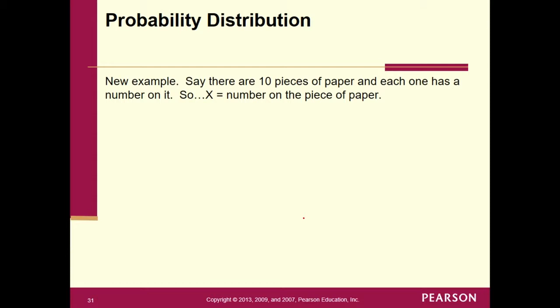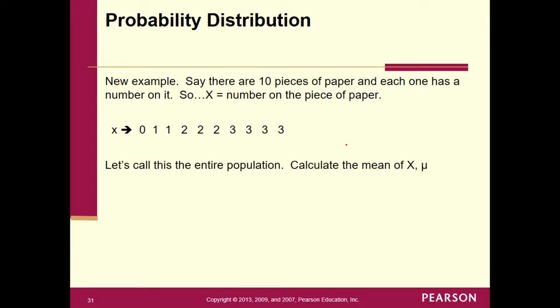Okay, and so there are 10 pieces of paper. There's one piece of paper that has a 0. There are 2 pieces of paper that have 1, 3 have a 2, and 4 have a 3. Okay, and so that's the data: 0, 1, 1, 2, 2, 2, 3, 3, 3, 3. All right. Let's call this the entire population. We only did this for 10 pieces of paper.